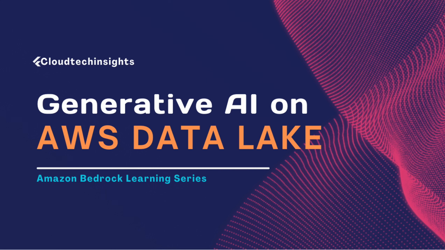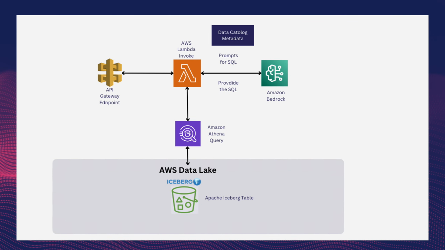In today's session, we'll be learning how to use generative AI on Amazon Bedrock to query or analyze data on Amazon Data Lake. The tables are stored in Iceberg format, and we'll be showing how to write English, which converts into SQL, and SQL in turn queries the Iceberg table for the response. Let's dig in. Before we get into the demo, I just want to go over the architecture.